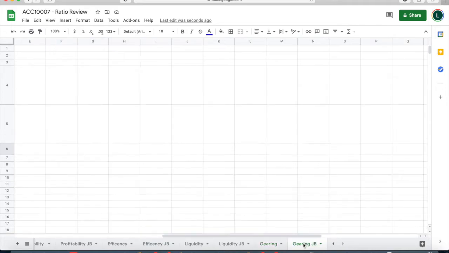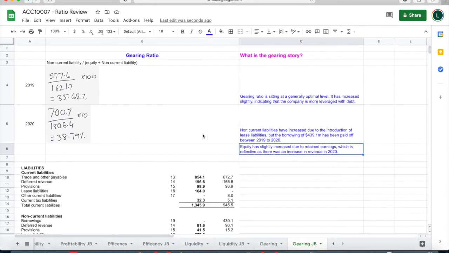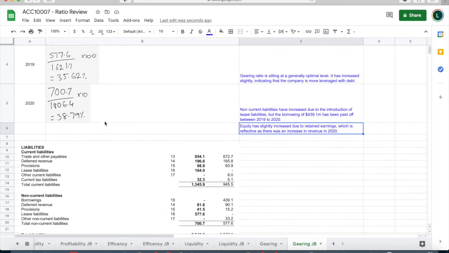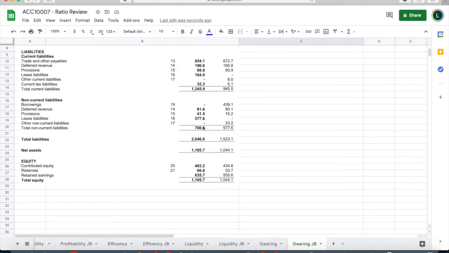So let's quickly apply this to our JB Hi-Fi. So what I've done is I've done our calculations. You can see there we're sitting around the mid-30s for our gearing ratio, which is great. It's optimal. It has increased slightly, so it means that we've got a bit more debt involved in 2020. Let's have a look over here in our non-current liabilities. We can see that there's been an upward shift of about 123 million. Equity has got a slight increase.